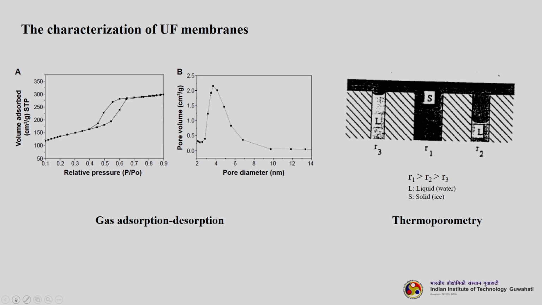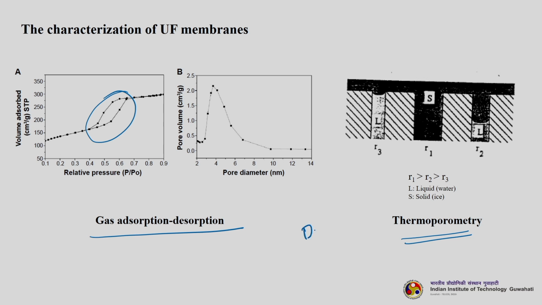Then if you talk about the characterization of ultrafiltration membrane, the most important experimental or analytical method is gas adsorption and desorption. You are adsorbing a particular gas on the surface of the membrane and then desorbing it again. So, you will see this is a hysteresis loop. We have discussed in detail what hysteresis is, what the different types of hysteresis are, and why hysteresis happens. So, please go back and revise and recall what we have discussed. Okay. And we can have thermoporometry.